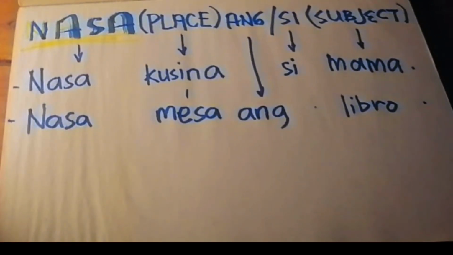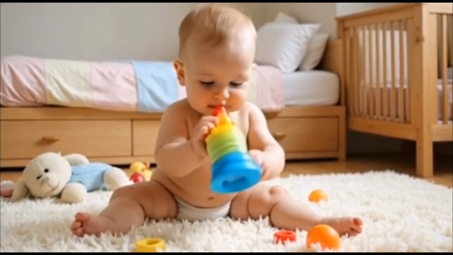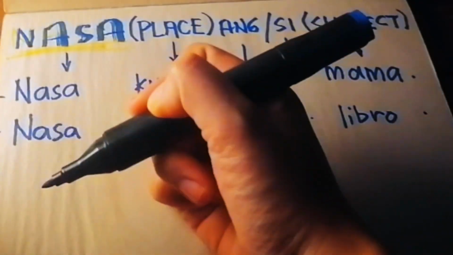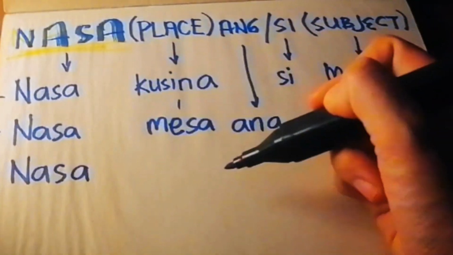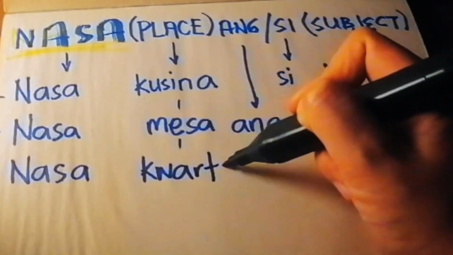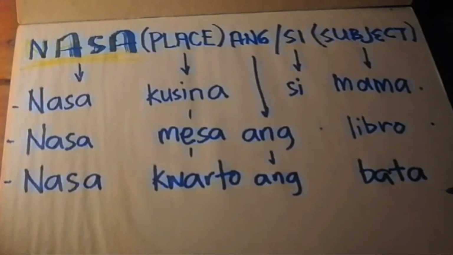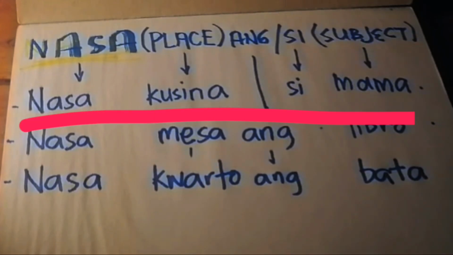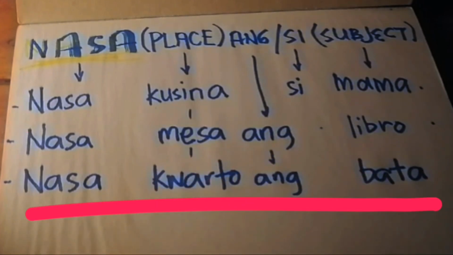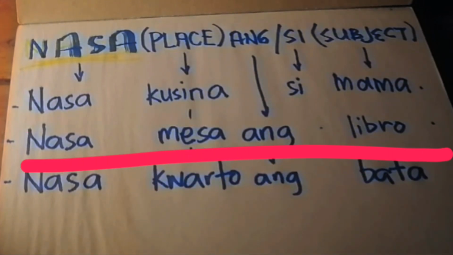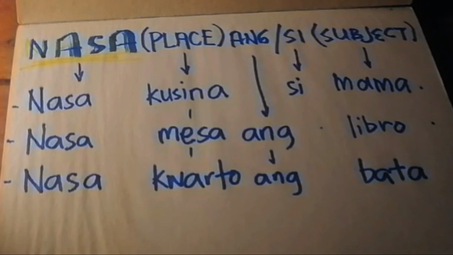Nasa, mesa, ang libro. What about the kid is at the room? So we're going to use the same pattern again. And I'll say nasa, the place, the room, cuarto. Good. Nasa cuarto, ang, this time, bata is the subject, the child. So we have nasa kusina si nanay, nasa cuarto ang bata, and nasa mesa ang libro. So those are how you say those things. As simple and as easy as that.